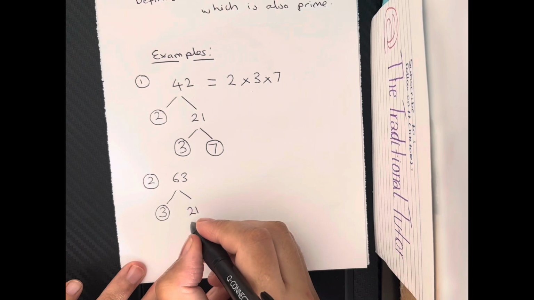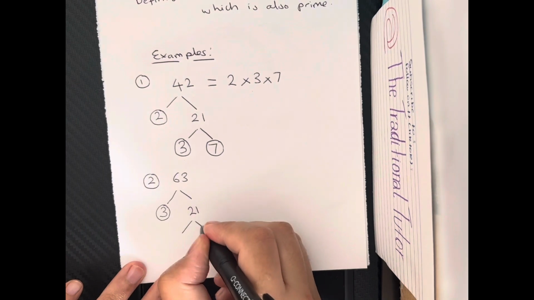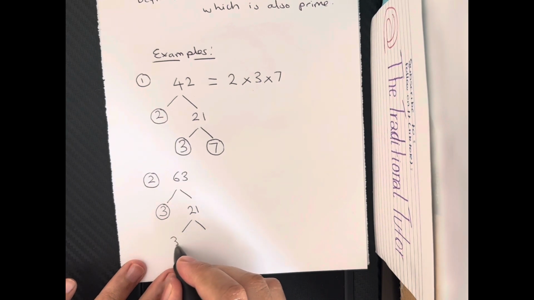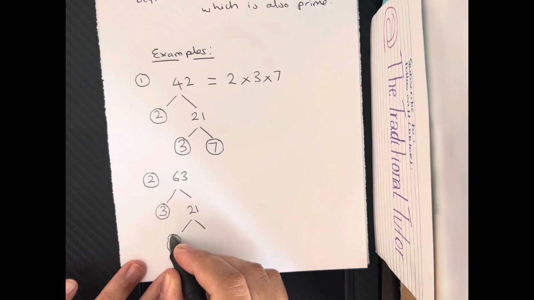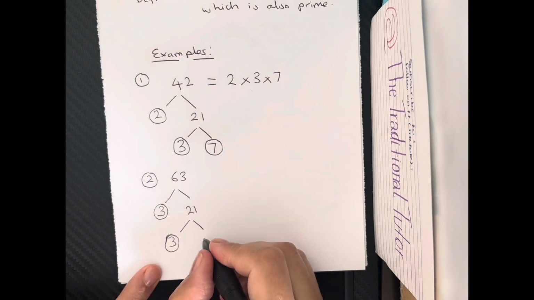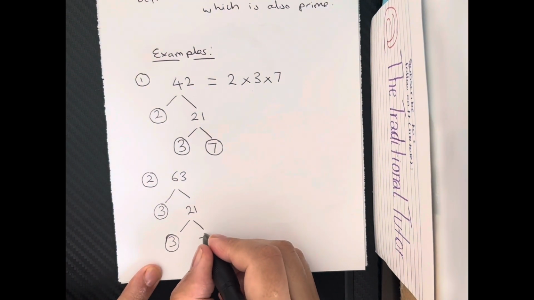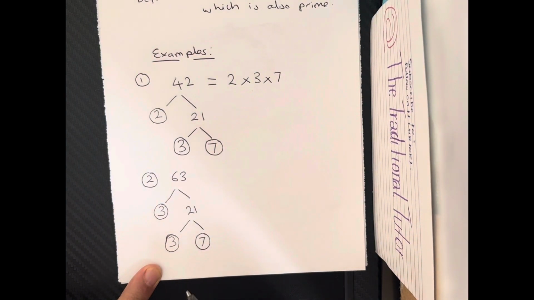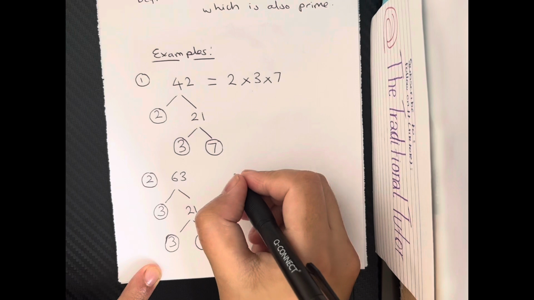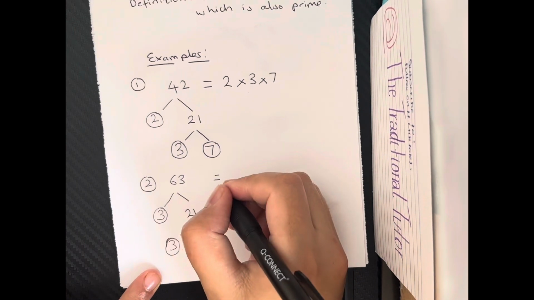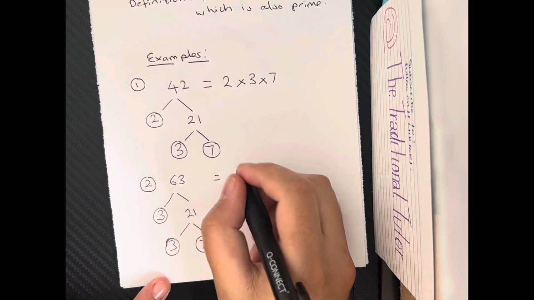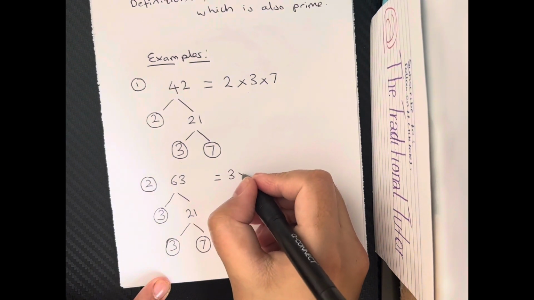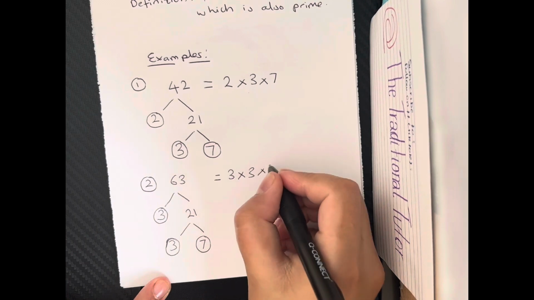Okay, and now I know that I can break down 21 further because it's got factors. Again, I can come into the 3 times table, so I'll circle my 3 again, and it's going to be 3 times by 7. Okay, now both of these are prime, so I know that I've got to stop there. Okay, and now I'll just rewrite 63 as a product of its prime factors. So starting with the smallest number, it's 3, the smallest factor, times by another 3 times by 7.